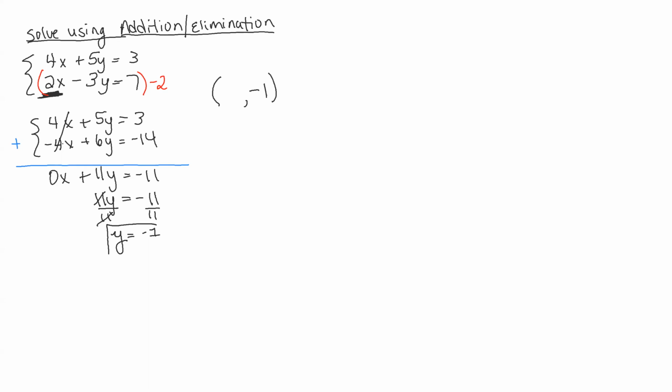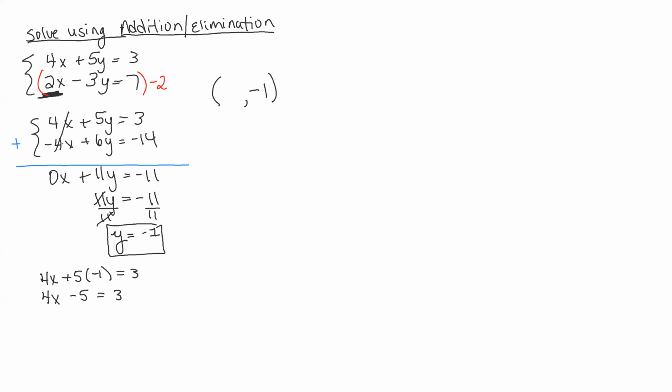Now, we're going to take this value for y right here. We're going to plug it into either of the original equations, and we're going to solve for x. So let's say we do the first equation. So I get 4x plus 5y, but y is negative 1. We said that equals 3. So I get 4x, and then 5 times negative 1 is negative 5. Again, we say that equals 3.